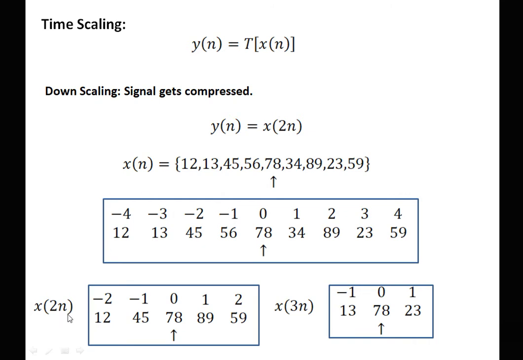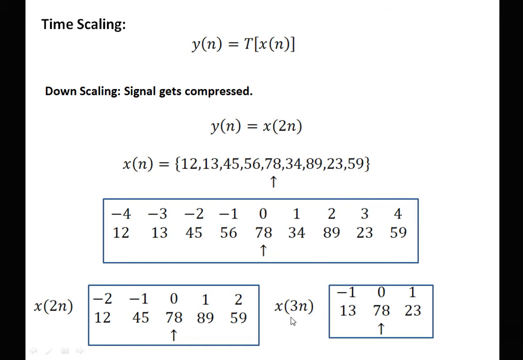Now see the result of x of 2n. We pick up the 78. After that we pick up the 89 and we place it at the location 1. Next value is 59 at the 4 location. We will keep it at the 2 location. Here -2 has 45. We will keep it at -1. So we are taking the values which are multiples of 2.